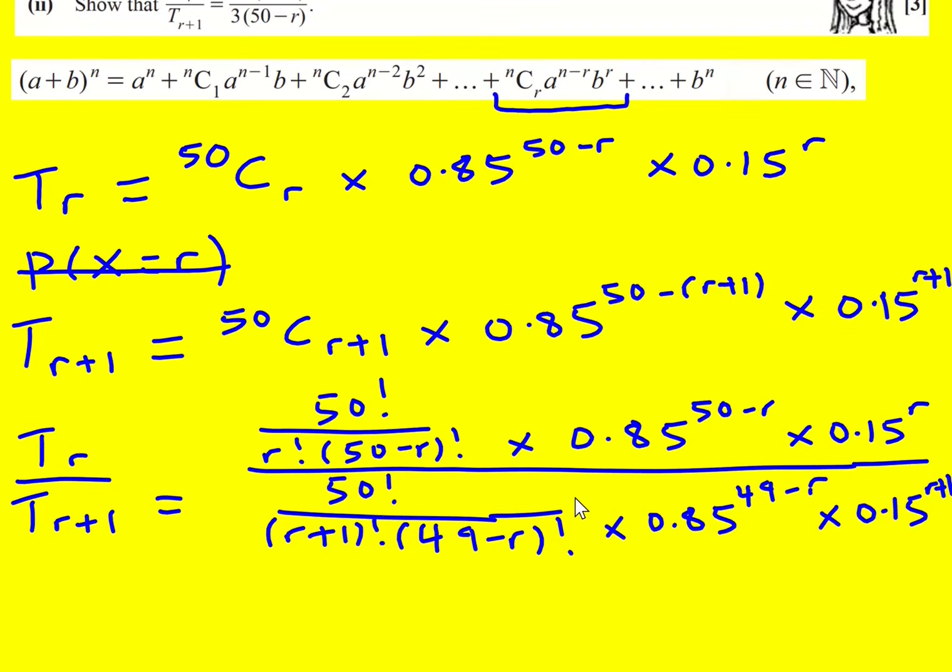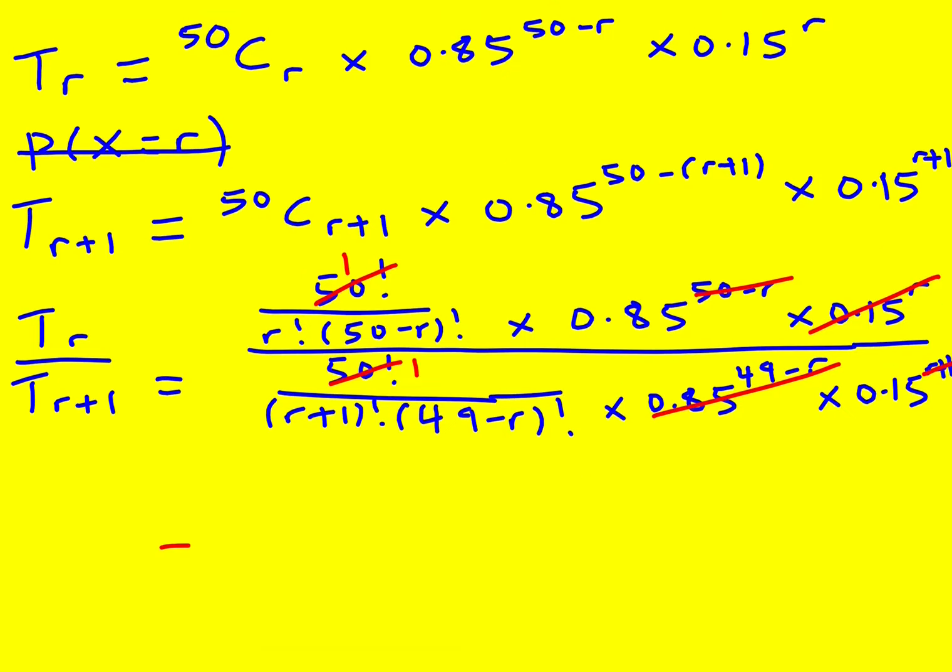First things first, we can cancel these two out. I can divide top and bottom by 50 factorial, so these are replaced by just 1 in this case. And then I can cancel out a bit like when you have powers, like x squared at the top and x cubed at the bottom. I've got one extra 0.15 here, so I can cancel this out with this, and I'm just left with 0.15 on the bottom. And up here it's very similar. I've got one extra 0.85 up here, so I can cancel this out with that. Okay, so I've got 0.15 on the bottom still, 0.85 on the top.